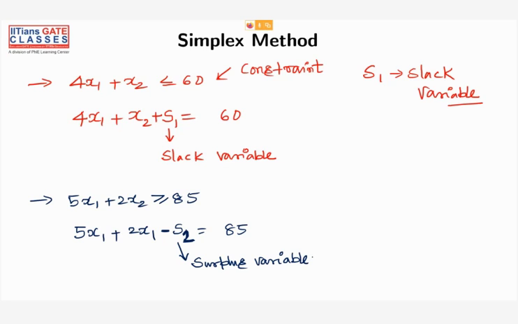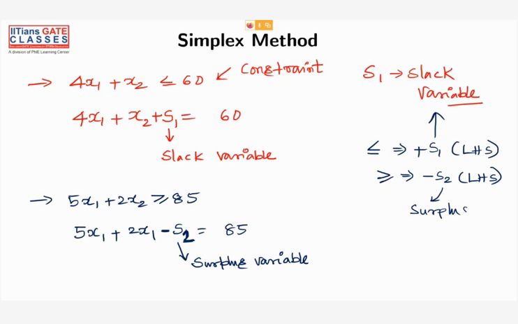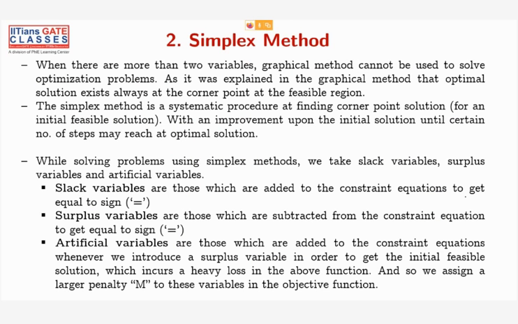So when you have a less than or equal to side, you add S1 on the LHS. When you have a greater than or equal to side, you subtract something on the LHS. That is your slack variable and this is your surplus variable. While solving problems using the simplex method, we take slack variables and surplus variables. Slack variables are those which are added to the constraint equations to get an equal sign. Surplus variables are those which are subtracted from the constraint to get an equal symbol. These two are clear.